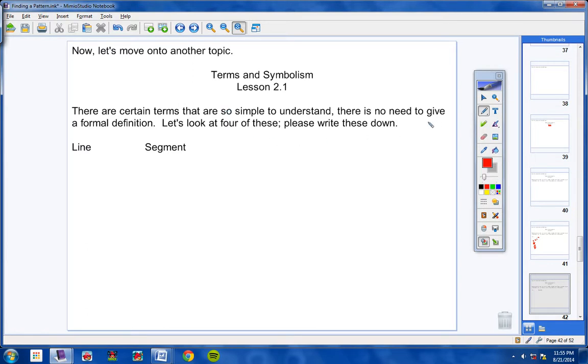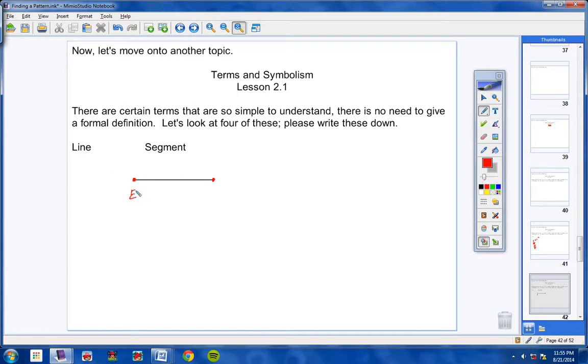A segment. Now, I'm not going to give you a formal definition as to what a segment is, but please take some really good notes on this. A segment does not continue indefinitely in both directions. A segment has two endpoints, okay? And a segment is usually named by its endpoints.